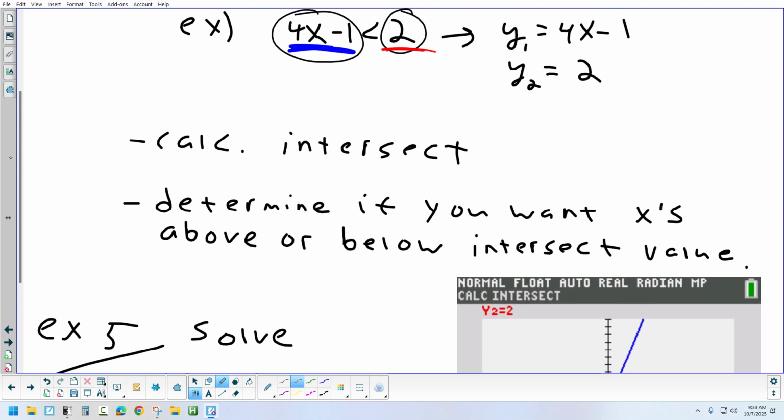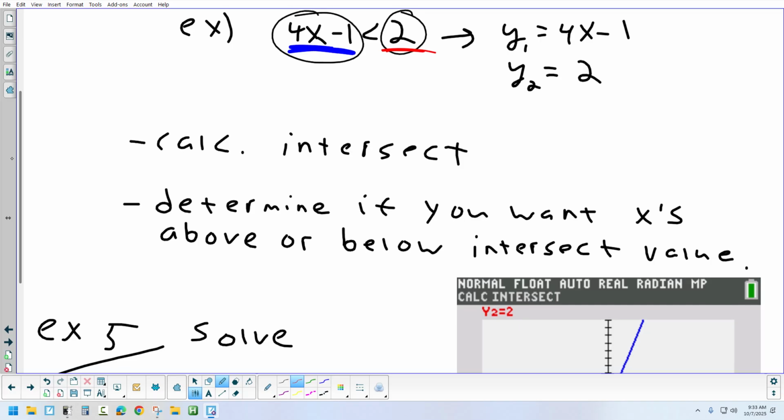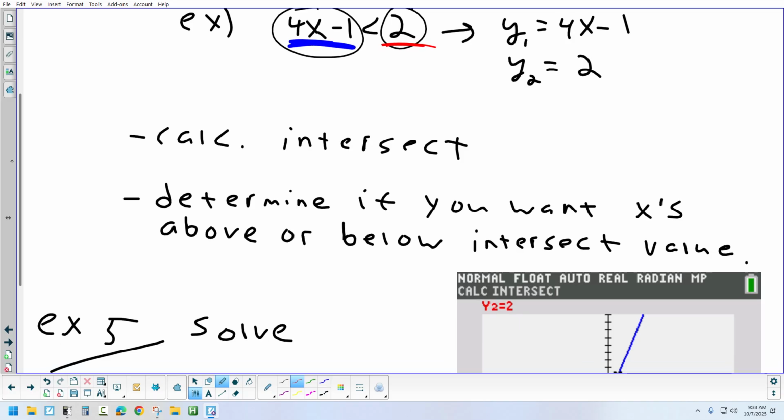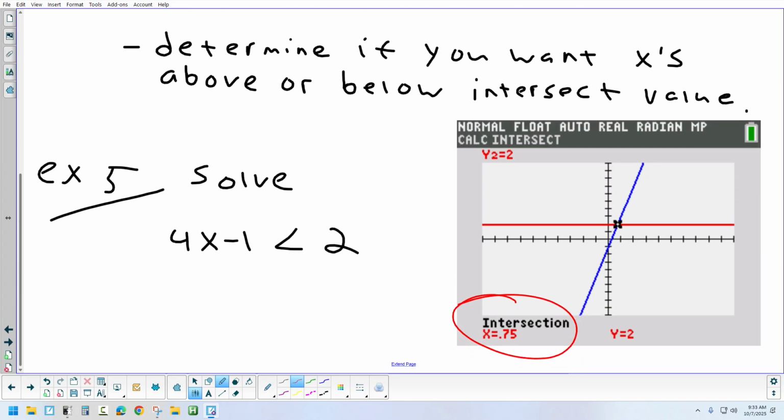All right, so now the question is, do you want to be above one line or do you want to be below the other line? In this case, we want the blue line to be under the red line. That's what that means. Where is the blue one below the red one? That happens in this section right here. That's where the blue is under the red.